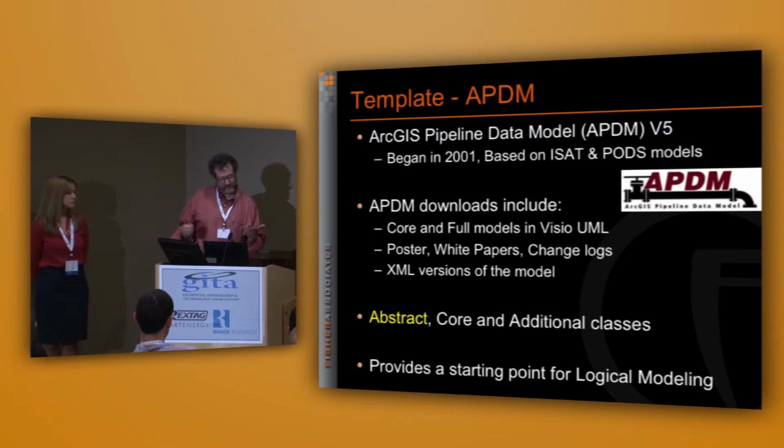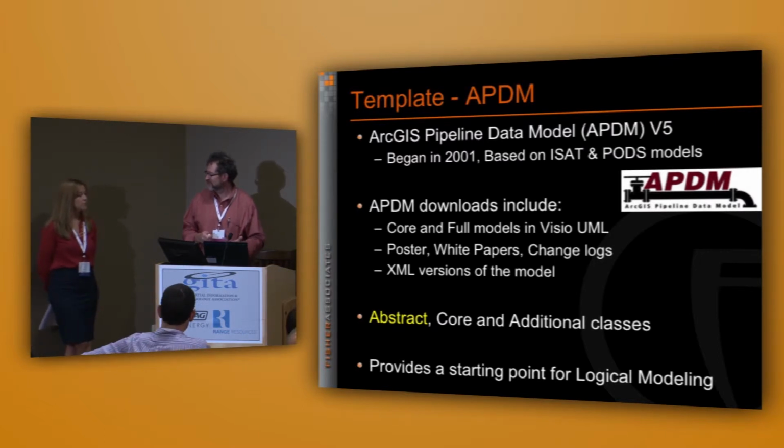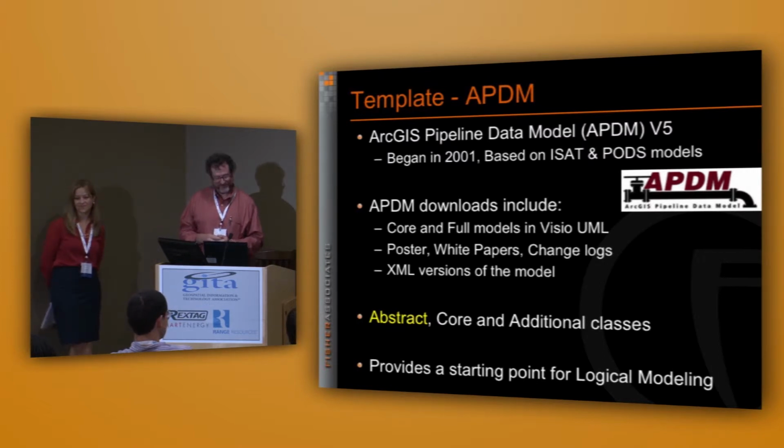So what is the APDM? How do you get it? You essentially go to the APDM's website, apdm.net, and you can download a bunch of stuff. You can download models that are in Visio UML, Unified Modeling Language. These are in Visio files, so if you buy Microsoft Visio, you can open up these files and you can manipulate the data model inside of Visio.